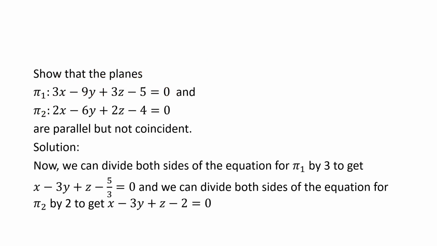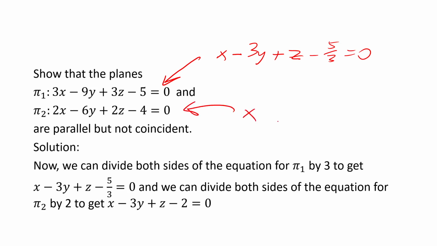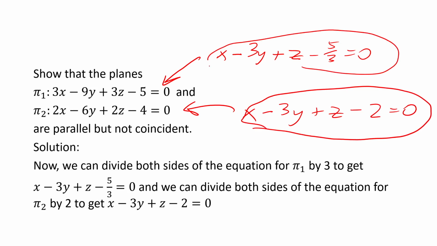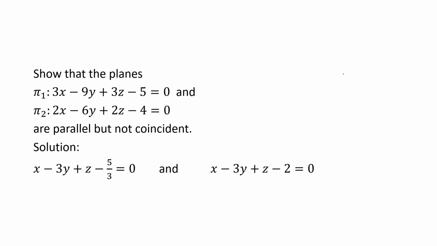But another way of doing it is simply to divide the left side of plane 1 by 3, and if you do that, you get 3x/3 - 9y/3 + 3z/3 - 5/3 = 0. And for the second one, divide everything by 2. If you do that for the second plane, you'd get 2x/2 - 6y/2 + 2z/2 - 4/2 = 0. And you would see that these planes are awfully close, but the d values are different, so they're actually not the same plane.